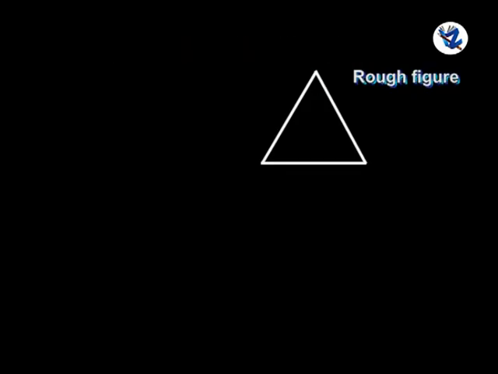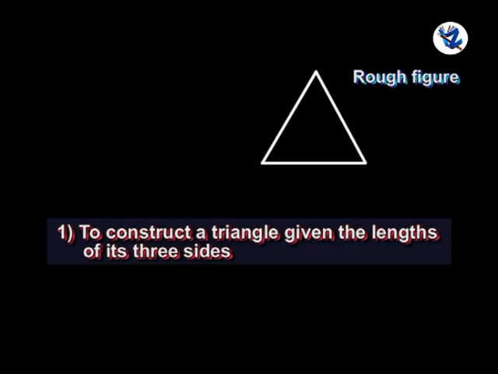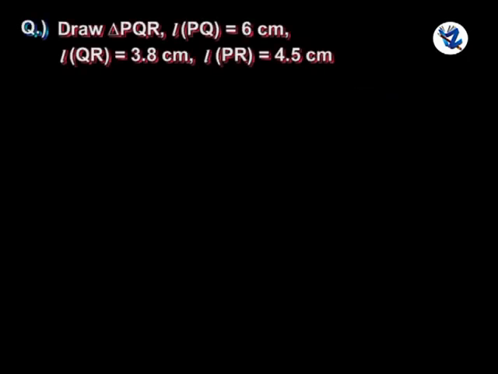Then construction of a triangle. A rough sketch of a geometrical construction makes it easier to draw the required figure. It helps to plan the sequence of the steps in the construction. The first type, to construct a triangle given the lengths of its three sides. The question is, draw triangle PQR where length PQ is 6 cm, length QR is equal to 3.8 cm and length PR is equal to 4.5 cm.